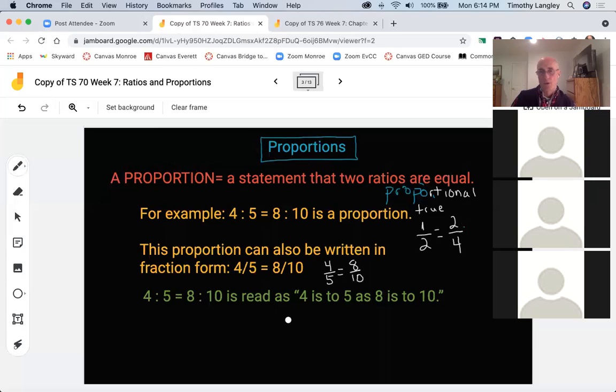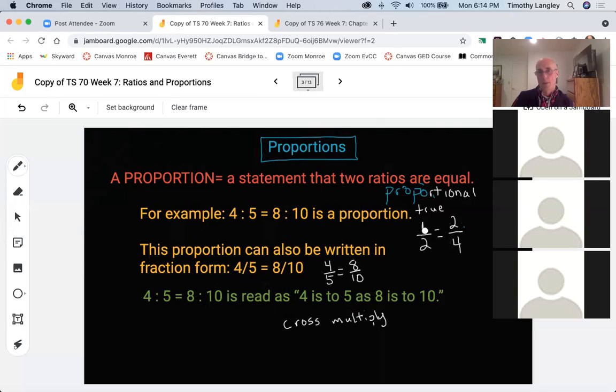So if you cross multiply, which we'll get into in a minute, that is one way to tell very quickly whether or not you have a true proportion, whether they're proportional. In my example here, both examples, 5 times 8 is 40, 4 times 10 is 40. Those are equal, so these ratios are proportional.